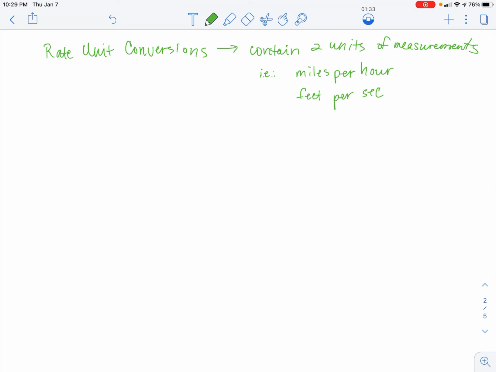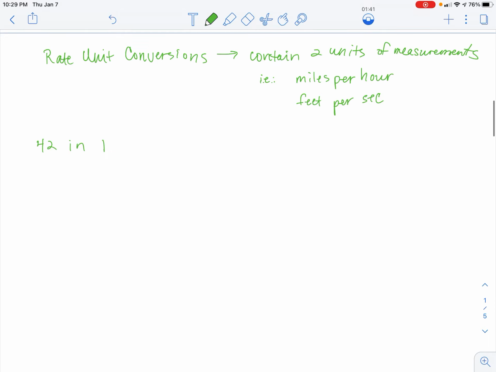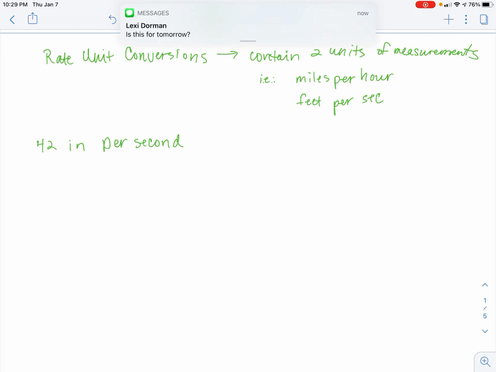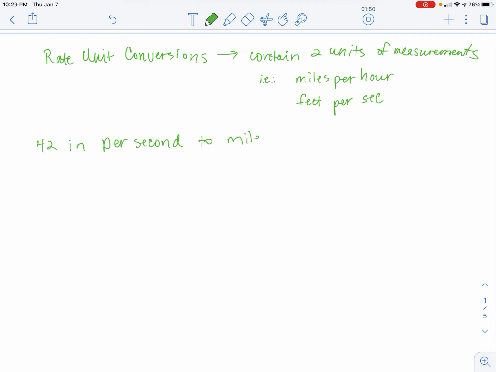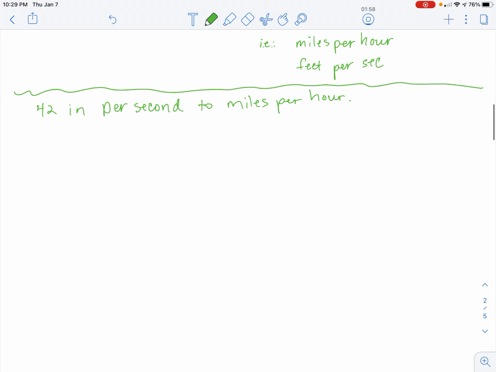Let's say you're asked to use unit multipliers to convert 42 inches per second to miles per hour. I'm going to put a line here to kind of separate this. So we're going to use unit multipliers to convert 42 inches per second to miles per hour. There's 2 steps that I want to make a note of over here.